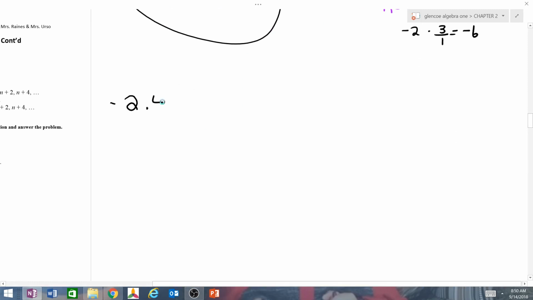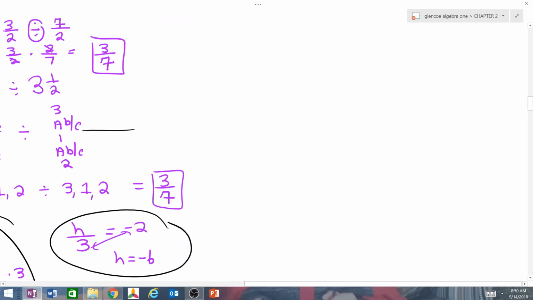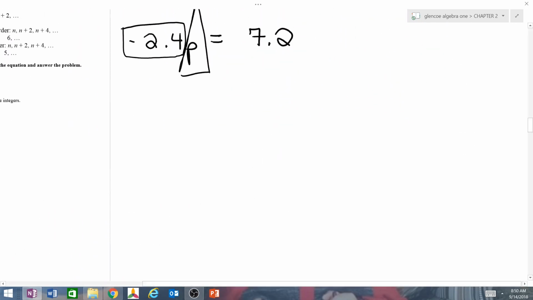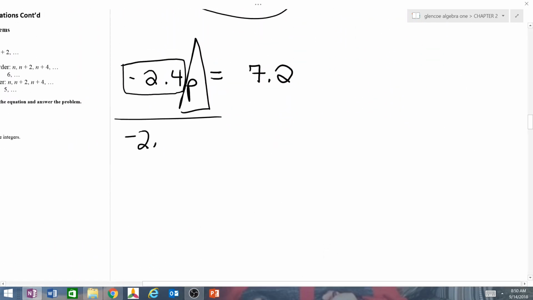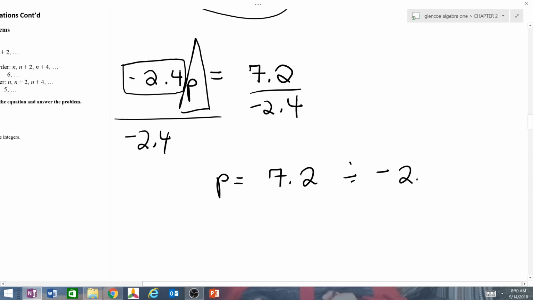Negative 2.4p equals 7.2. So, class, who's kissing p? Negative 2.4 is kissing p. So my variable p I've isolated. I'm going to divide everything on both sides by negative 2.4. And p would equal 7.2 divided by negative 2.4.